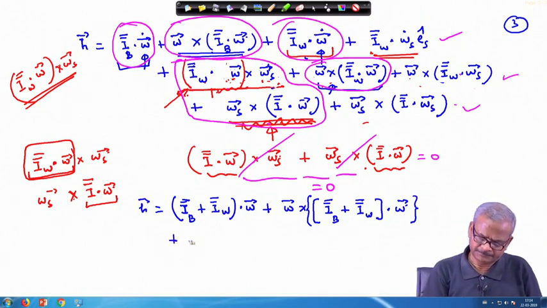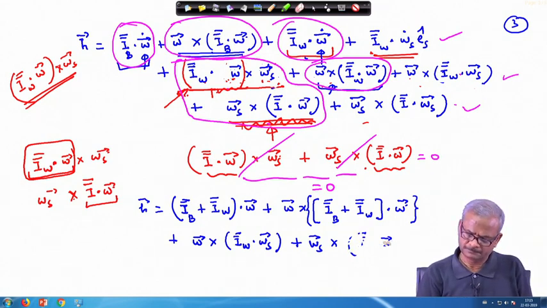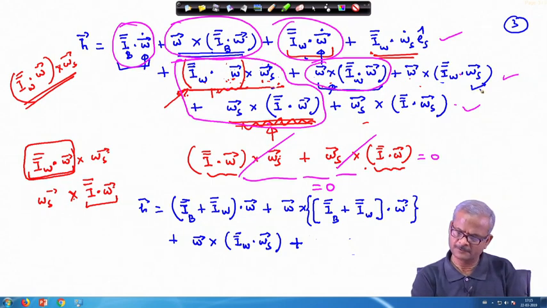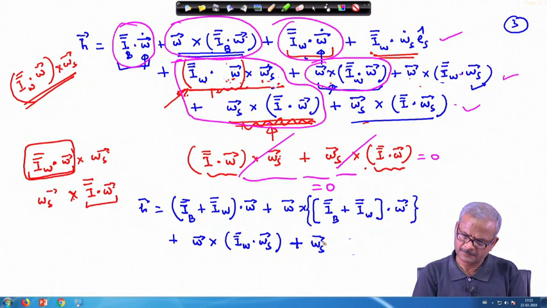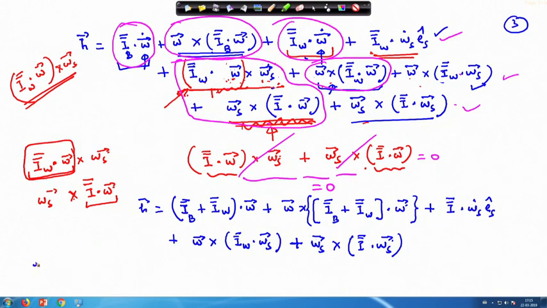Okay. So, plus omega cross I w dot omega s plus omega times this term we have copied here, this term we have to copy, cross, okay, and then lastly this term which is present here. This term together we can write as j, the moment of inertia of the whole body.